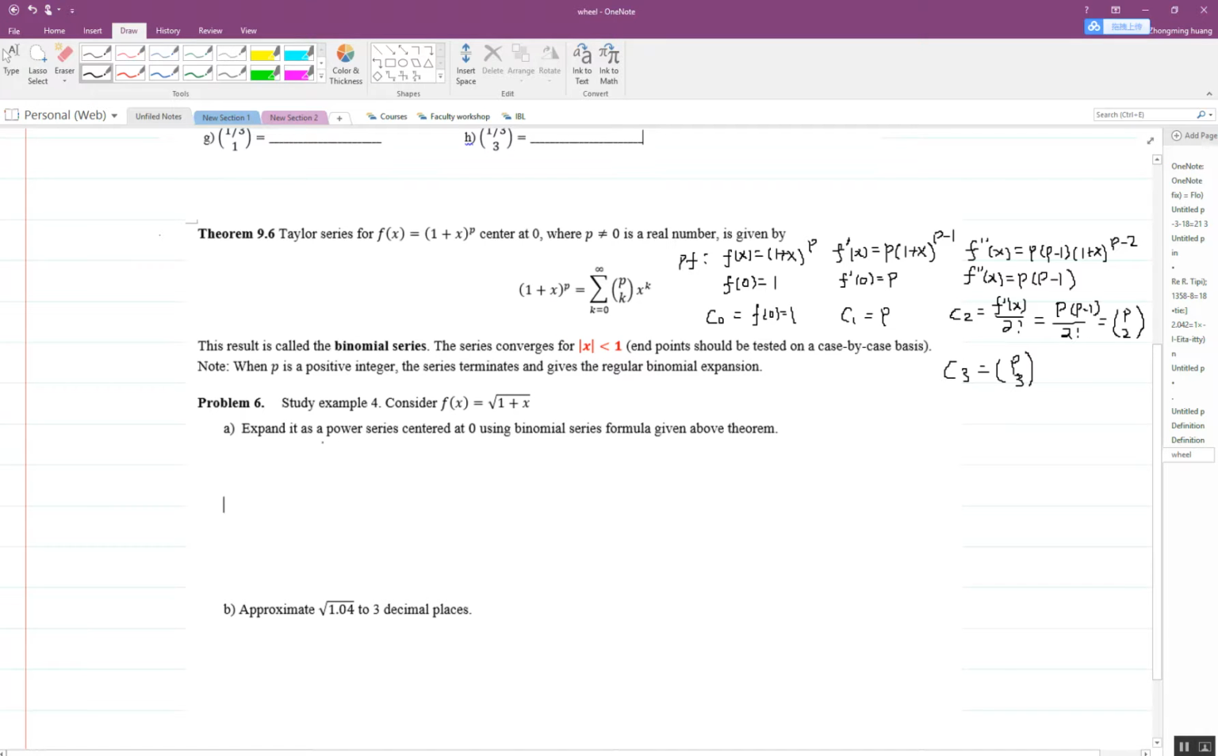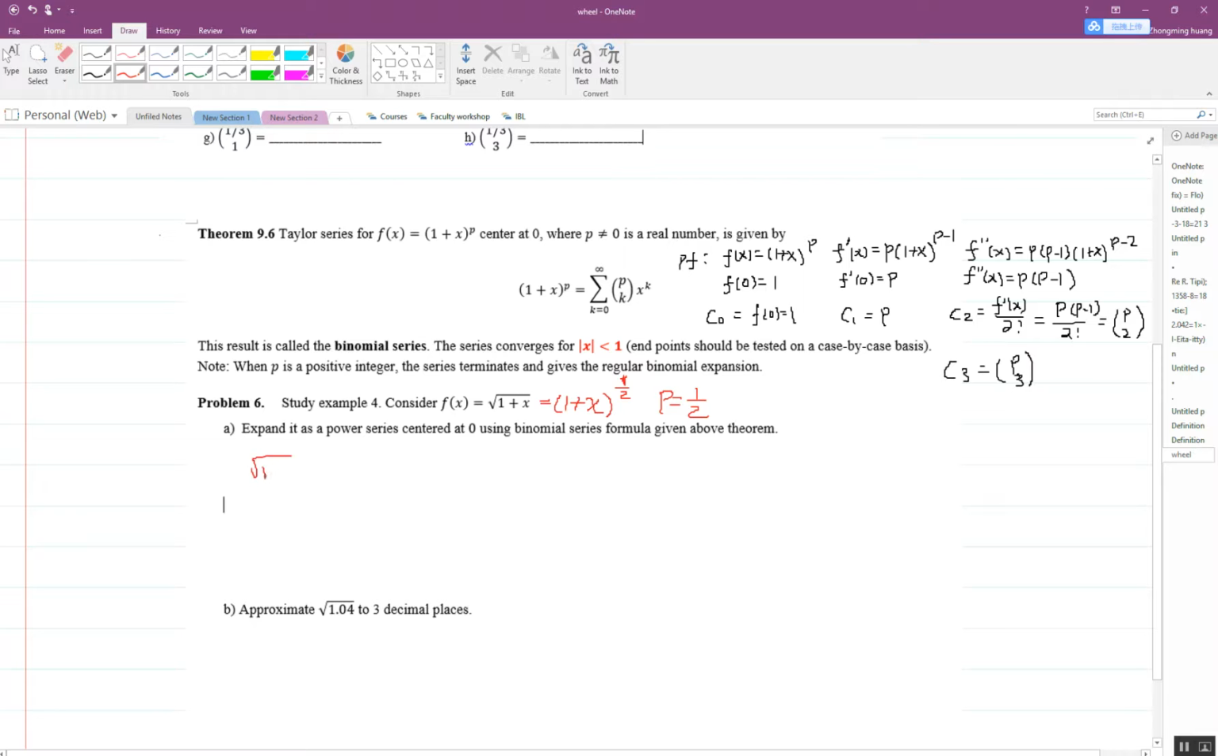Now let's take a look at the next problem. Consider this guy. I'm going to rewrite it so that they look alike. Let me use the red color. I'm going to rewrite it as 1 plus x raised to power 1/2. In this case, p is 1/2 in this formula. So with that, I'm going to expand it.